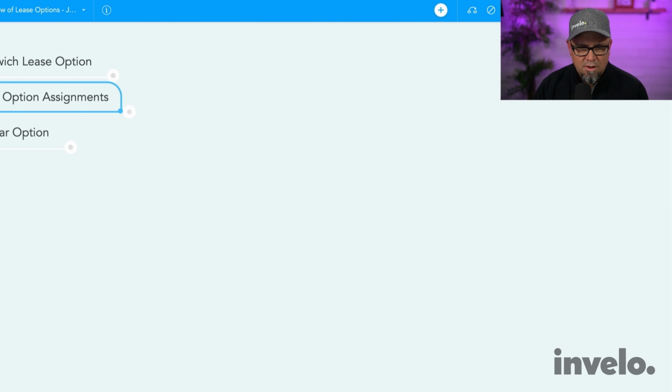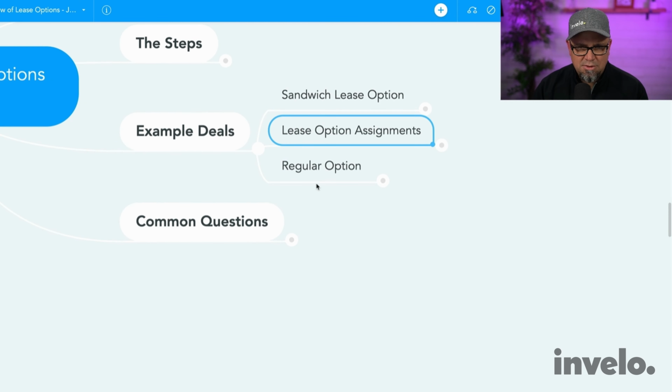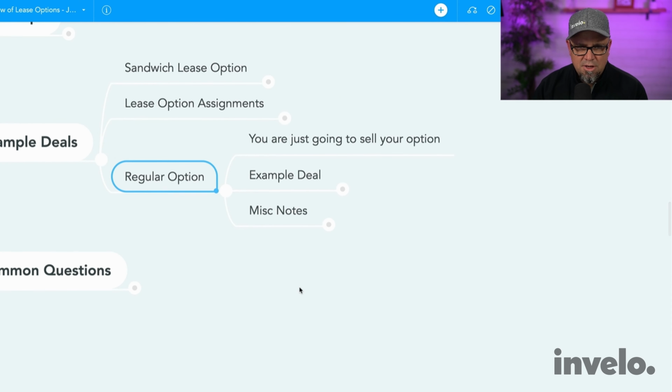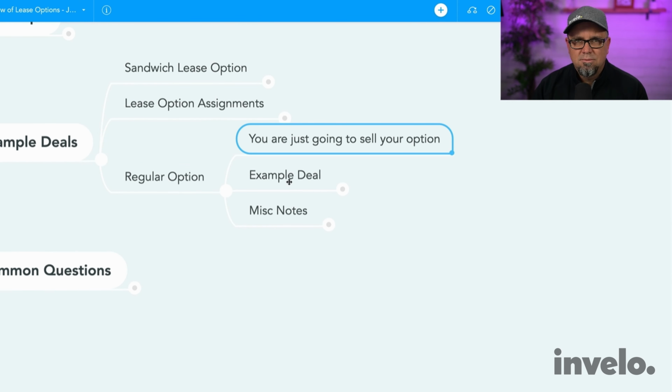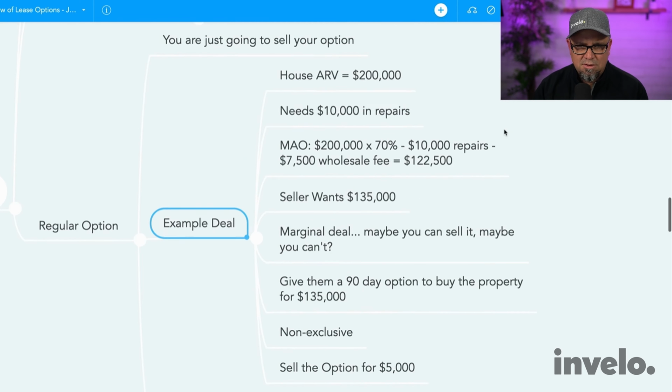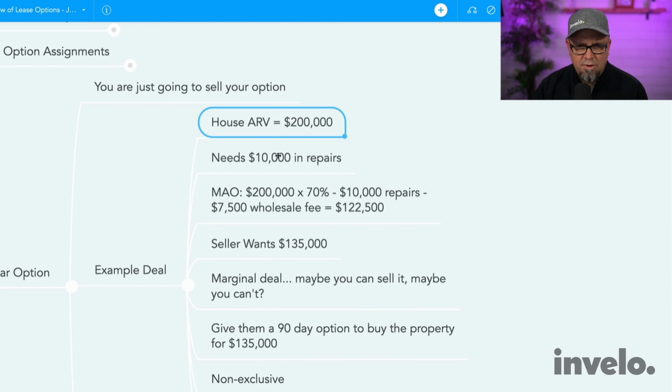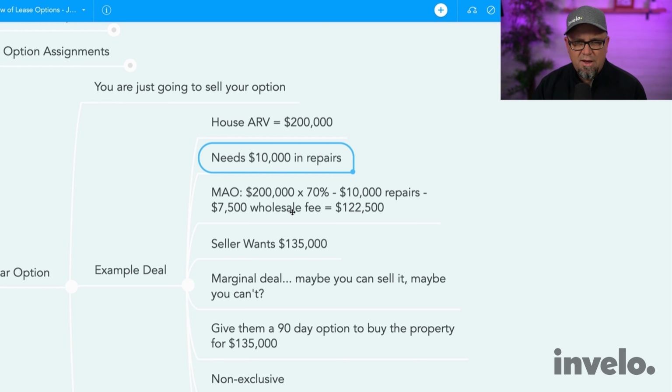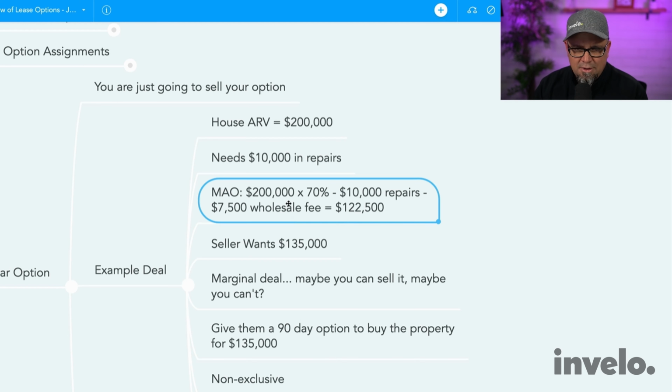Now, there's also regular options that I love. I love regular options where you're just going to sell the option. Now, let me explain this as an example. Let's say the house ARV is $200,000. It needs $10,000 in repairs. So if I was going to make a cash offer, let's call it the MAO formula, maximum allowable offer. You take $200,000 times 70% minus repairs, minus your wholesale fee. So I would make a cash offer of $122,500. That's my maximum allowable offer.